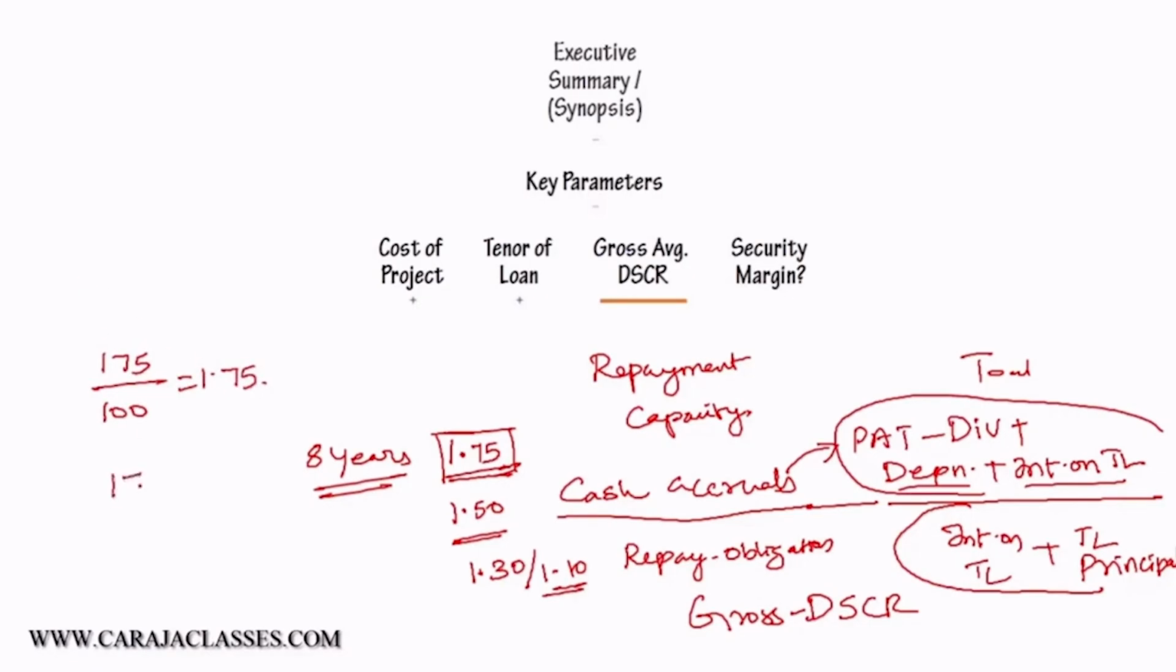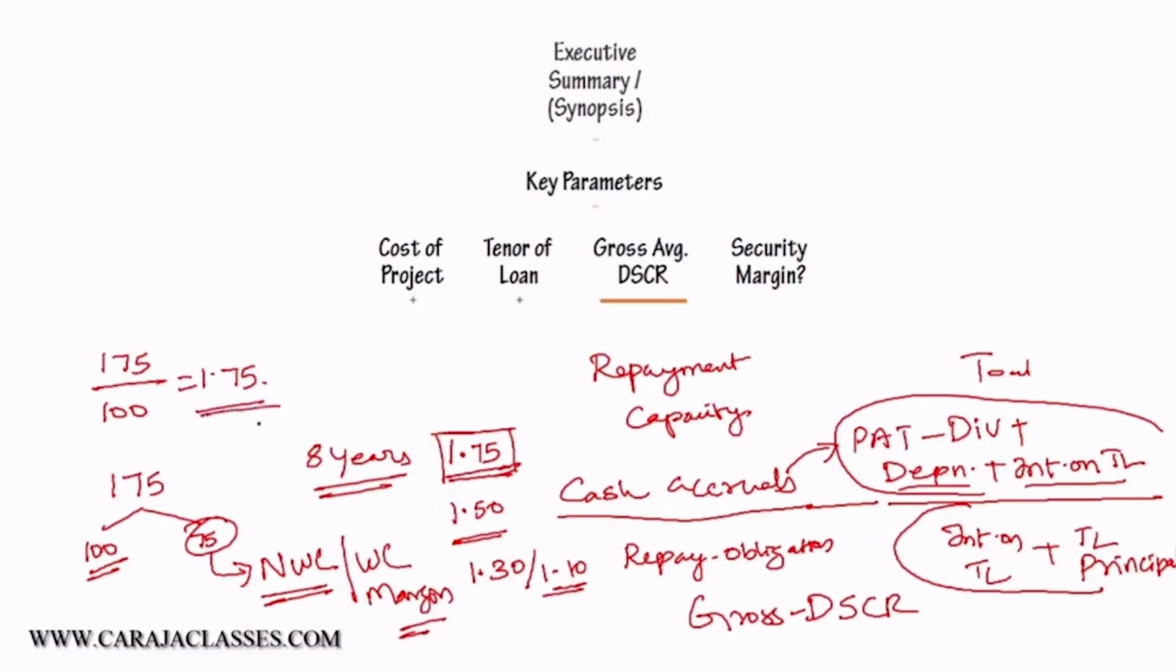This is the level where you get 1.75. It means out of 175, you are going to use 100 for repaying principal and interest. It means you are left with 75. Why should the 75 be left? This is required because this money should go as net working capital, supporting the working capital margin of the business. At the cost of the term loan, you cannot compromise the working capital margin. That's why banks prescribe levels like 1.75.